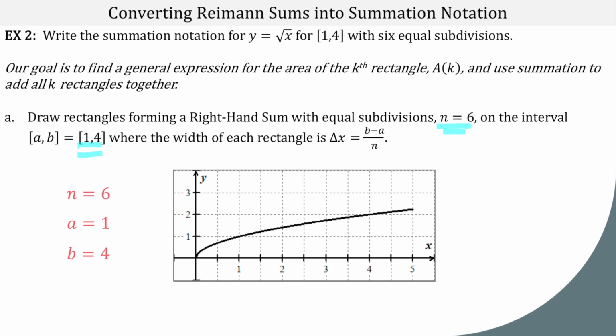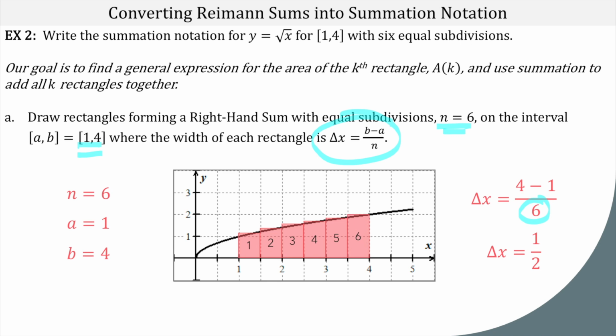Now, how wide should each rectangle be? That's this delta x. And we find that by taking b minus a and dividing it by n. So 4 minus 1, we're covering a space of 3 with 6 subdivisions. So the base is going to be 1/2. That's our delta x. There's the first one, second one, 3. All right.